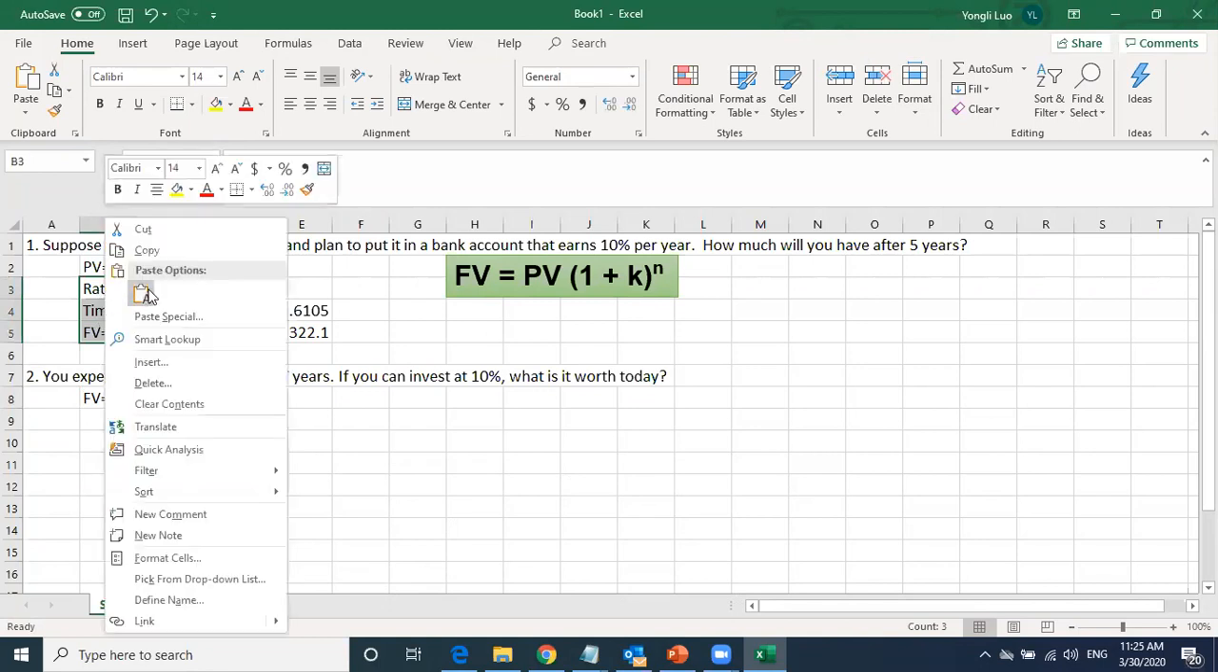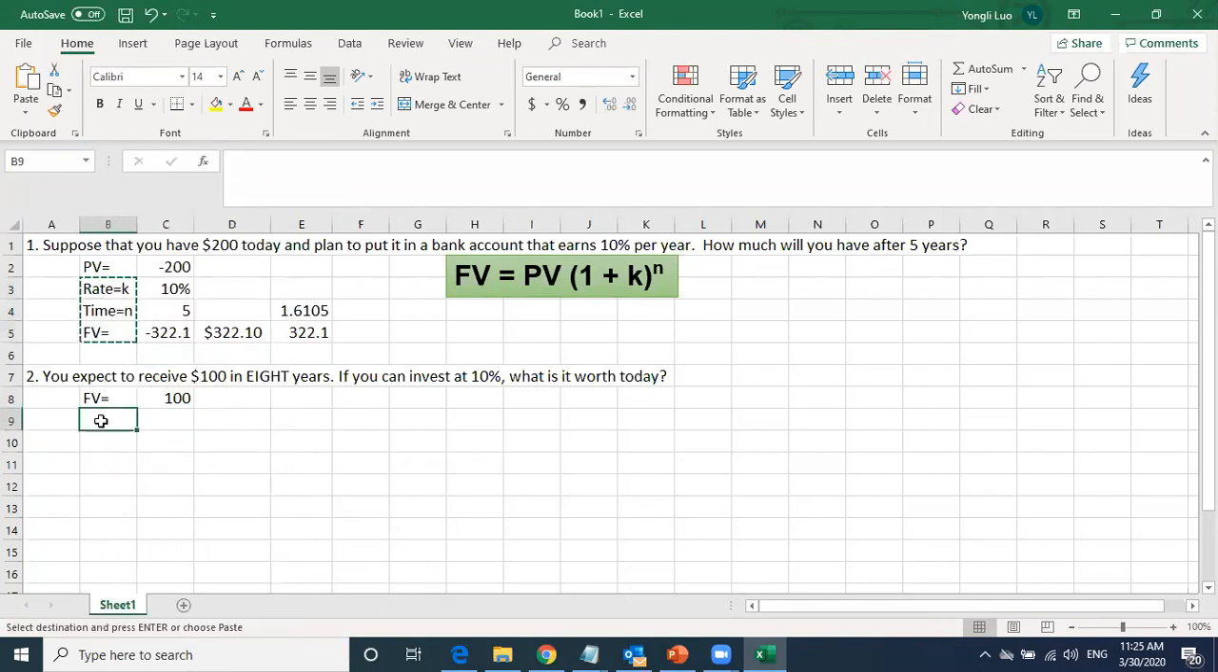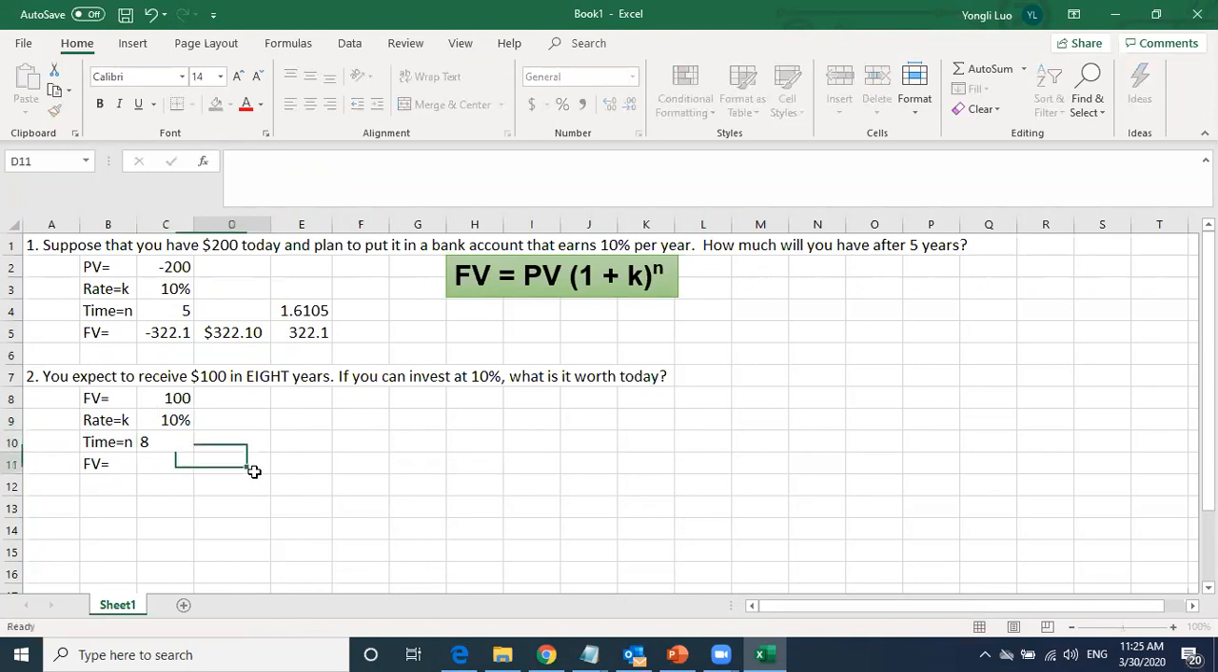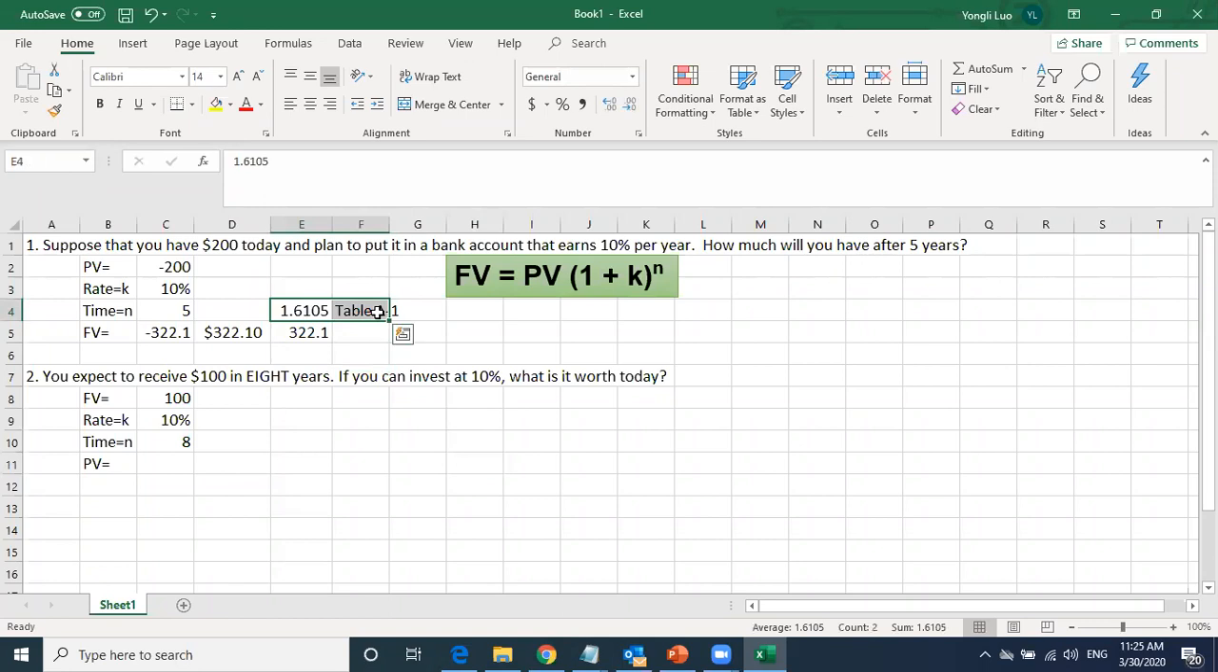So we're going to calculate. The rate you have is 10%. The number of years is 8 years. So you're going to calculate the present value. So what will be your present value? Okay, so we remember this is a table we used, A1. We use the table A1, and you get this factor.